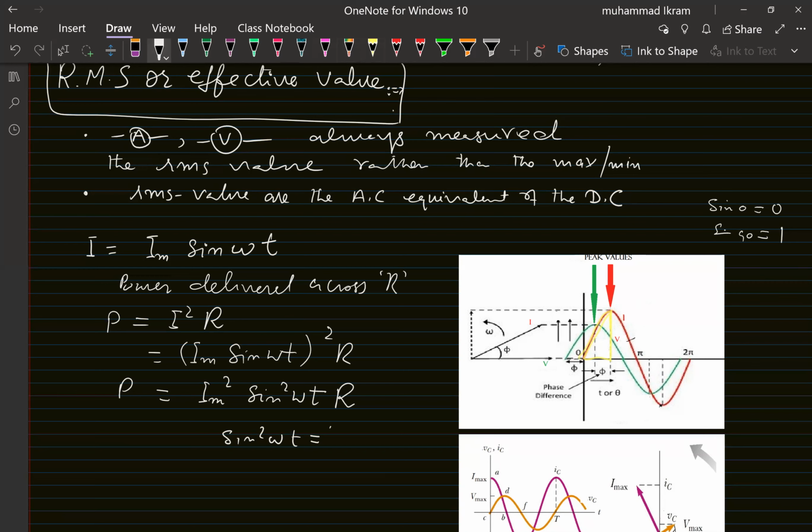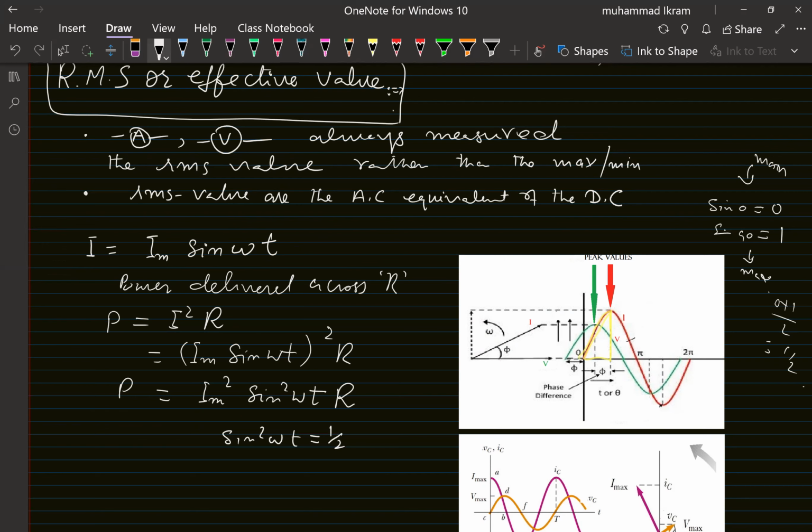It is equal to 1 over 2. Why? Because this is the minimum value and this is the maximum value. So when I take its average value, it will definitely be 0 plus 1 by 2, so it will be 1 over 2.